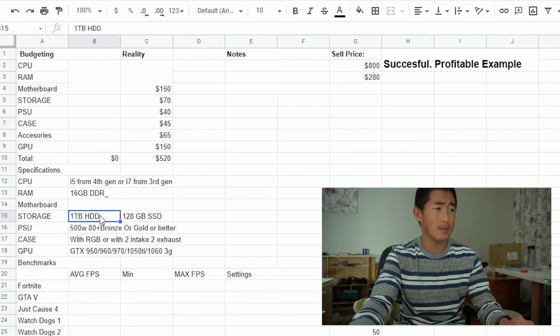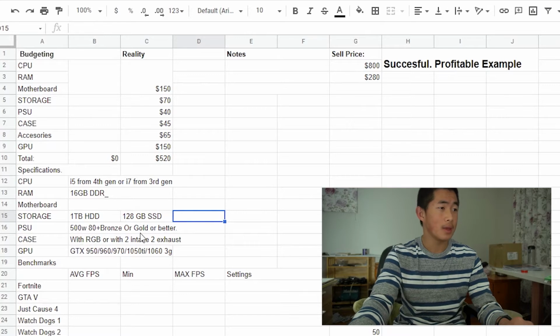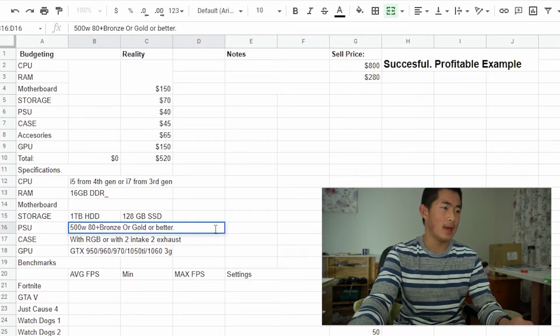Storage is always going to be a 1TB HDD and a 128 gigabyte SSD, because most people who buy these gaming computers are gamers, so they don't really need much SSD capacity. They want to store a bunch of games onto their 1TB.